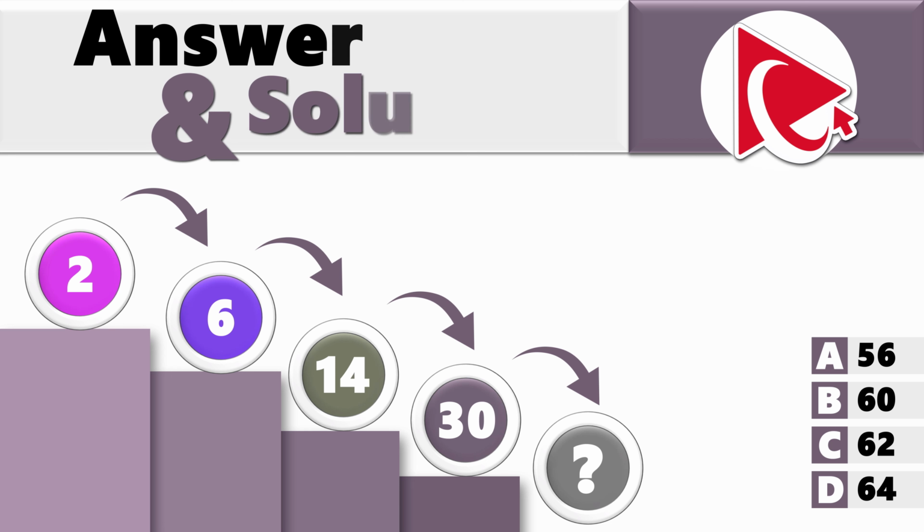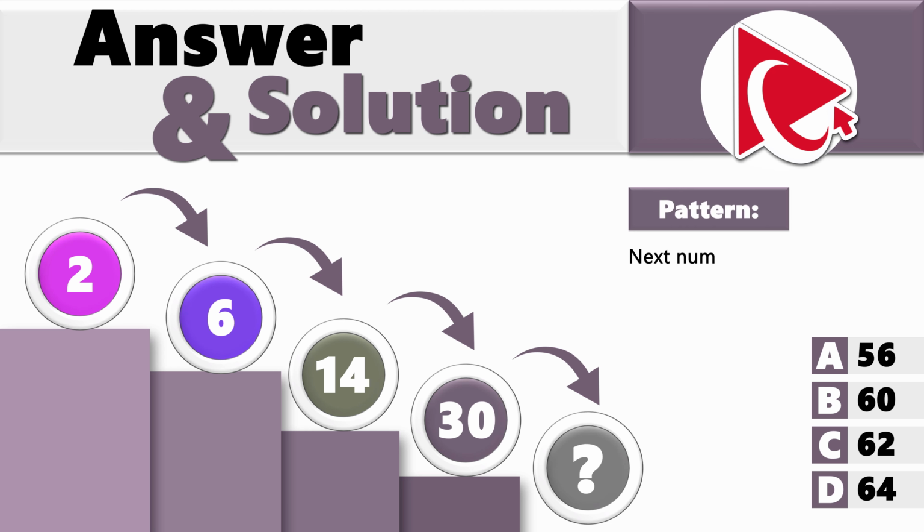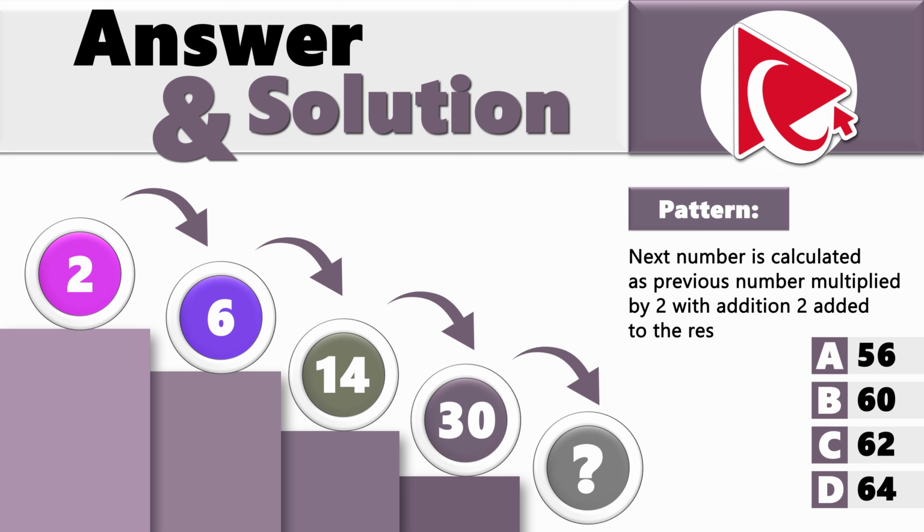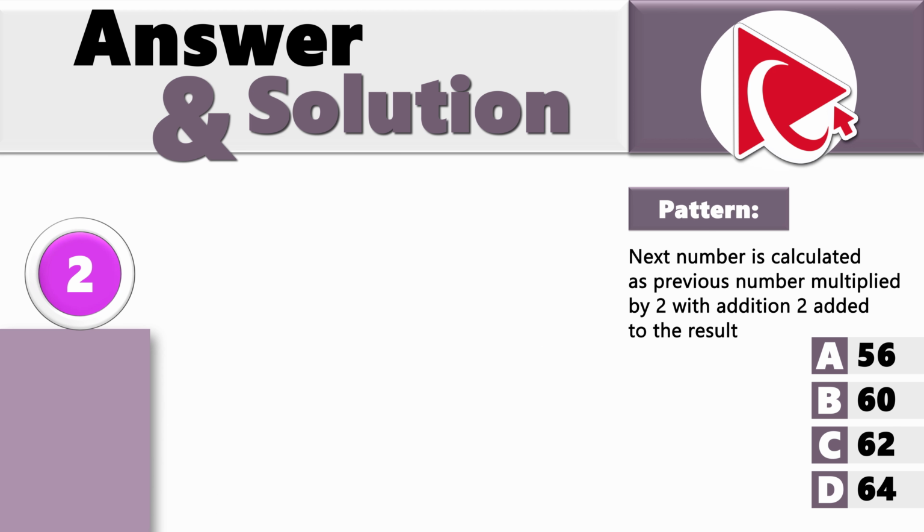As you might be well aware, to get to the answer for this particular question, you need to understand the pattern. And the pattern here is that the next number is calculated as the previous number multiplied by 2 with addition of 2 to the result. Let's look at the example. For example, the number on the ball when it's on top of the stairs is 2.